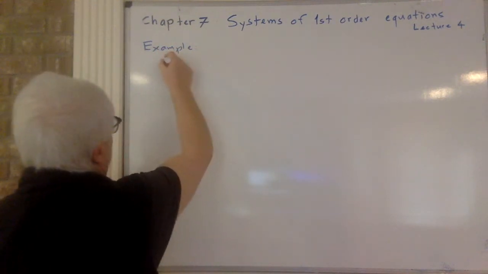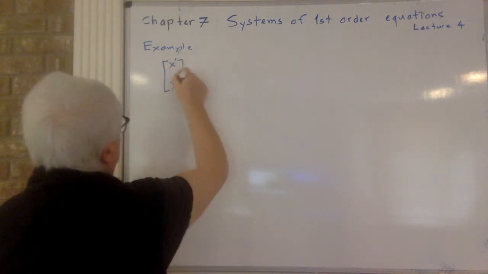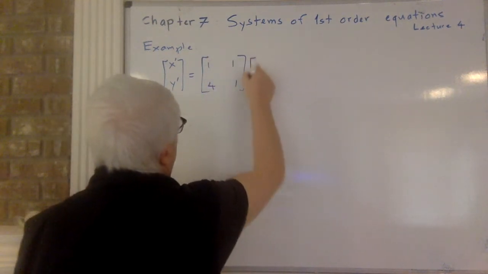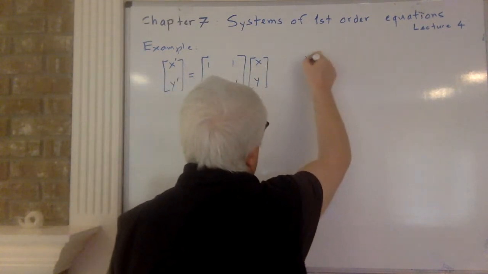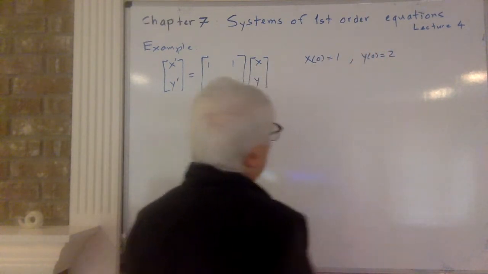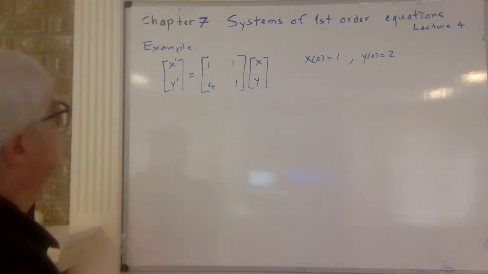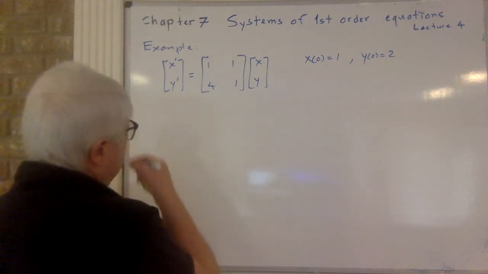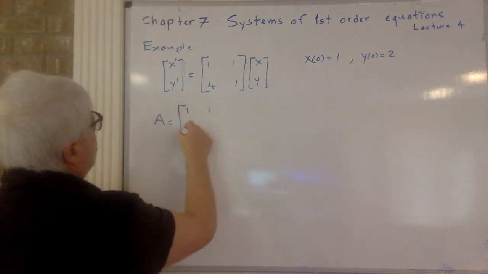And it was x' y' equals the matrix 1, 1, 4, 1 times x, y. I remember this. I said, well, let's take x at 0 to be 1 and y at 0 to be 2. I need initial conditions, so those are initial conditions. That's to find C1 and C2. So let's do it. So A is 1, 1, 4, 1.